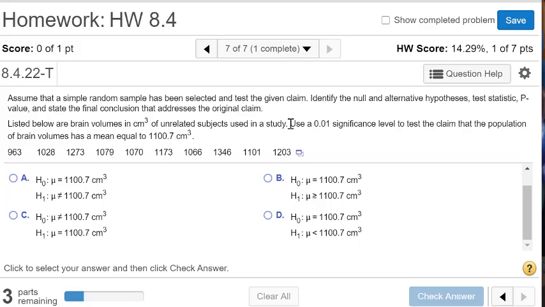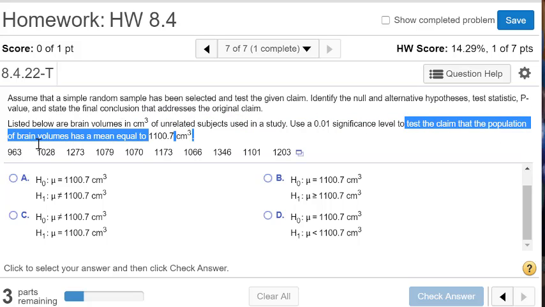The problem says that listed below are brain volumes in cubic centimeters of unrelated subjects used in a study. They want us to use a 0.01 significance level to test the claim that the population of brain volumes have a mean that is equal to 1100.7 cubic centimeters. So our claim says that it has to be equal to that.